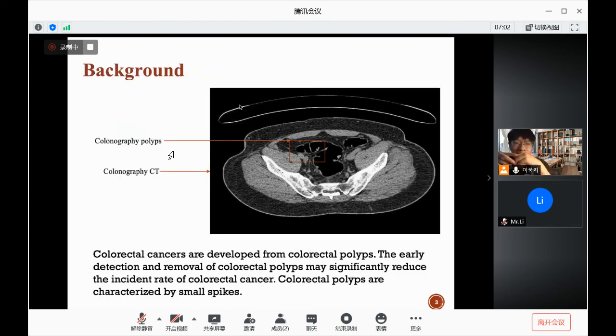The background. Colorectal cancers are developed from colorectal polyps. The early detection and removal of colorectal polyps may significantly reduce the incident rate of colorectal cancer. Colorectal polyps are characterized by small space.